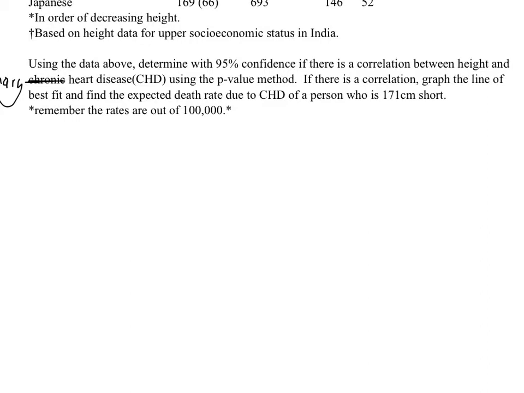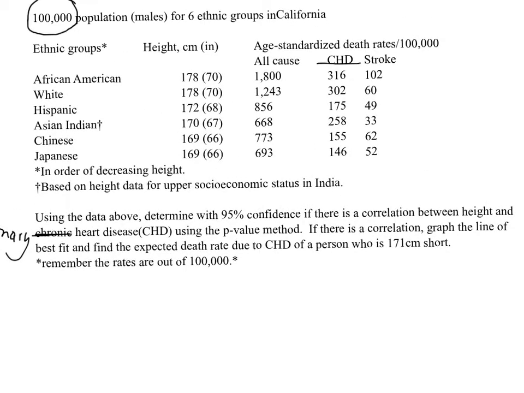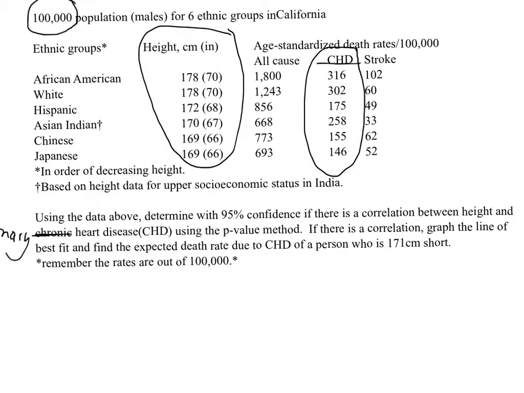Remember, the rates are out of 100,000. So let's start by entering all the data into our calculator, starting by putting all the heights into one column, and then all the coronary heart diseases into another.